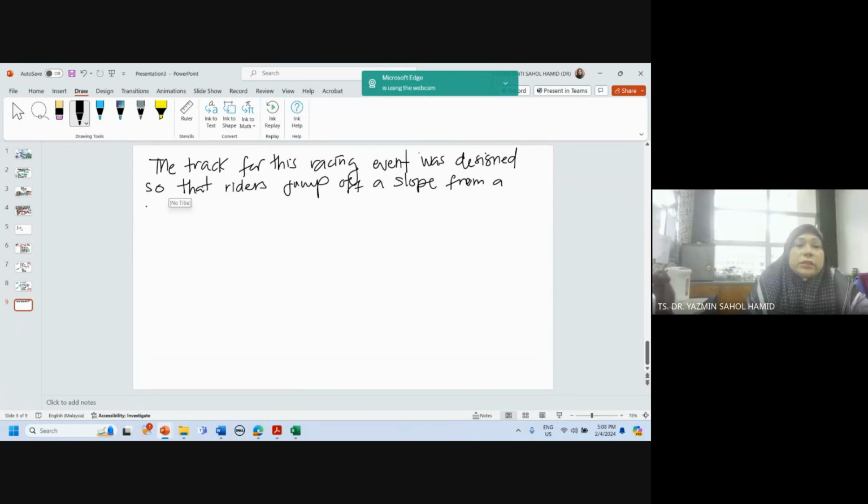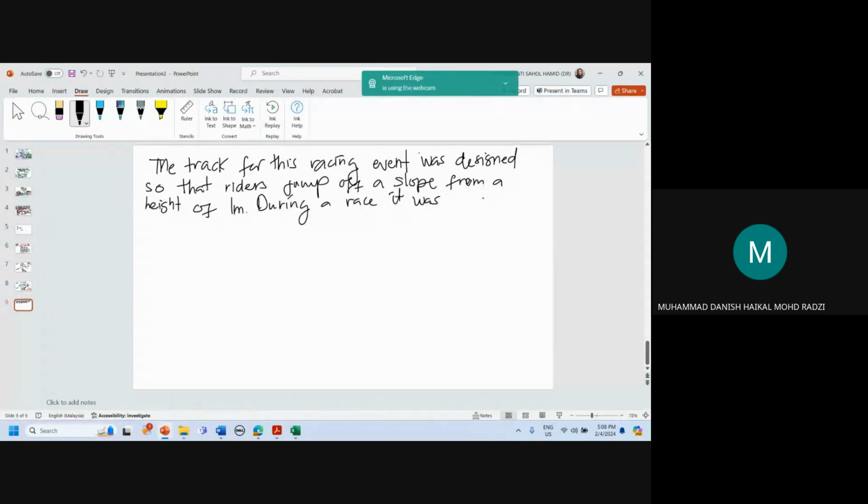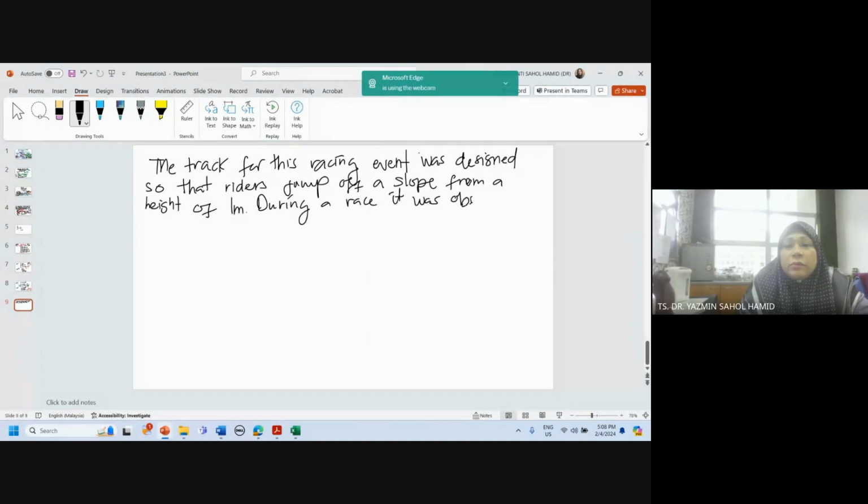I hope no one is screenshotting this. I do not want you to screenshot. I want you to write it in your book. Okay? A screenshot is not going to help. And don't forget to bring the book back here when you come back after Hari Raya.